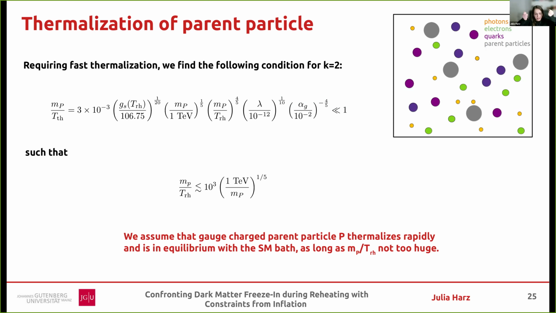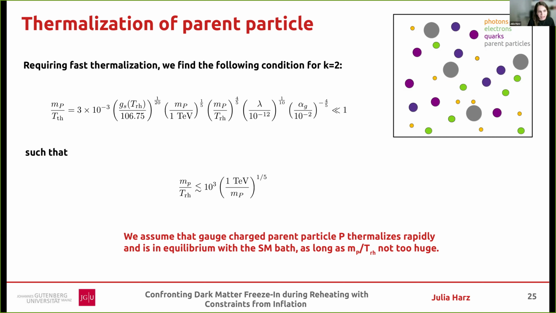One bracket here, of course, what one needs to consider is also how quickly the parent particle thermalizes with the standard model bath. If you think about usual freeze-in scenarios, what people usually assume is that the parent particle thermalizes very quickly with the thermal bath because it has larger couplings and is not feebly interacting with the standard model bath. And of course, we needed to make sure that if we study the whole reheating procedure, or in other words, the freeze-in production during the reheating, this condition is fulfilled.